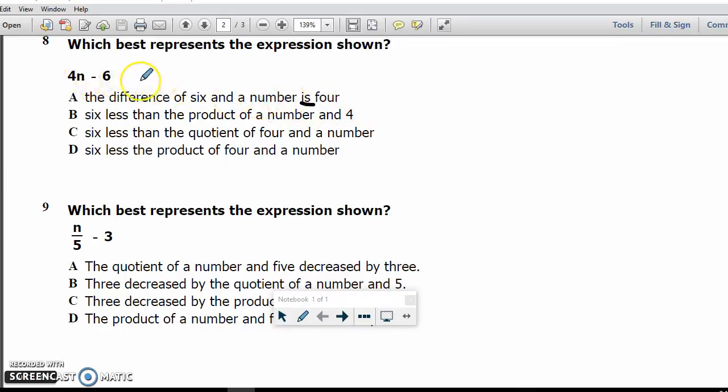Do we see an equal sign in this expression? No, that's why it's called an expression. It is not an equation. So A will definitely not work.